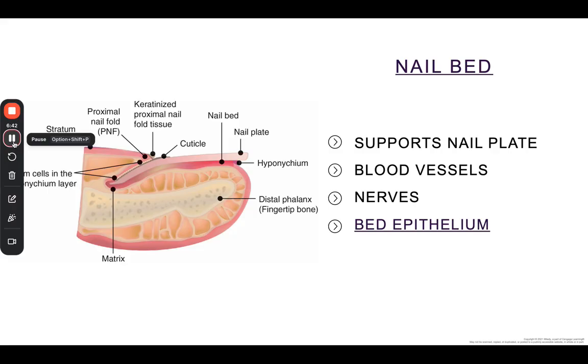The nail bed contains many nerves and is attached to the nail plate by a thin layer of tissue called the bed epithelium. The bed epithelium helps guide the nail plate along the nail bed as it grows, so be sure to add that to your notes. The bed epithelium is a thin piece of connective tissue that helps guide the nail plate across the nail bed as it grows.